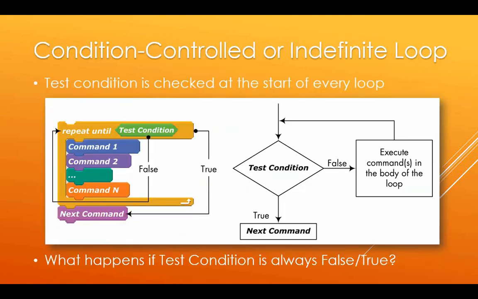You managed quite well. Okay, so let's go through something else quickly. We have a condition controlled or indefinite loop. We have a test condition, repeat until test condition. If it's false, it skips everything inside and goes back to the top. If it's true, it does everything inside. The program will only continue after the loop once the test condition is true. If it's false, it gets stuck in the loop. When it hits true, it carries on with the next command.